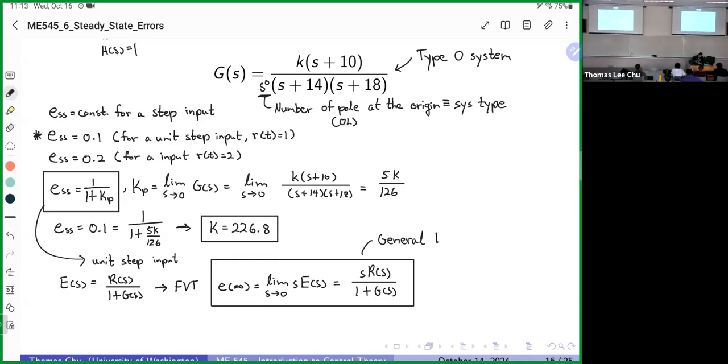I don't think the textbook has this equation, the general E of SS equation. So the textbook likes to take that shortcut.